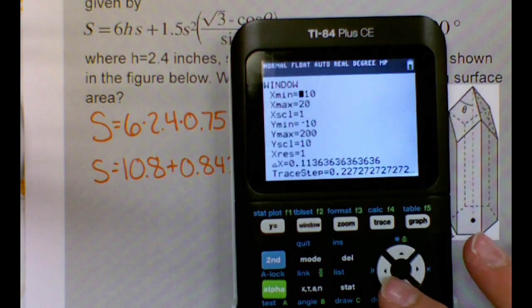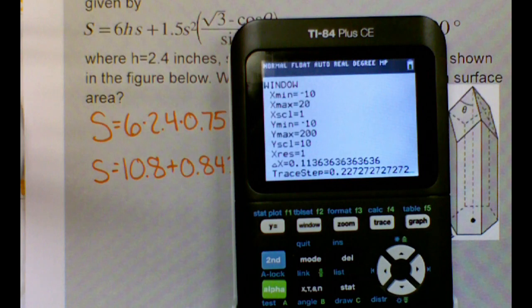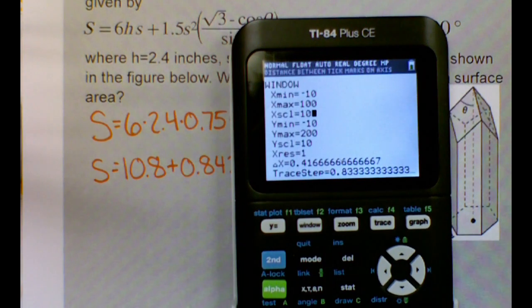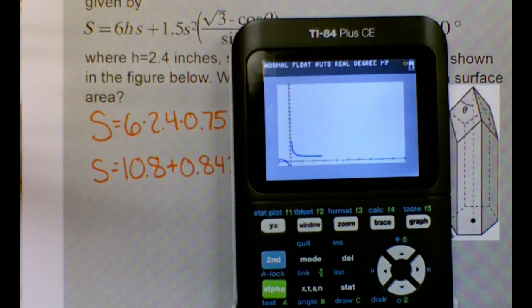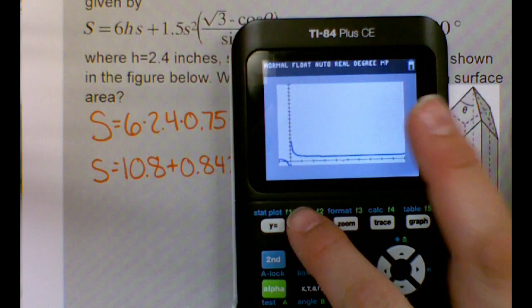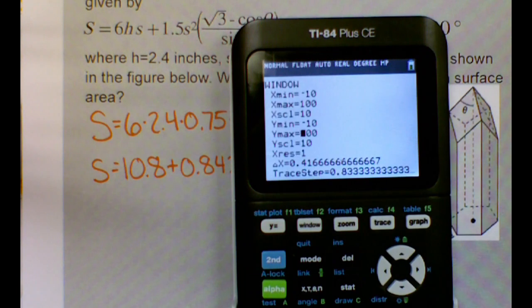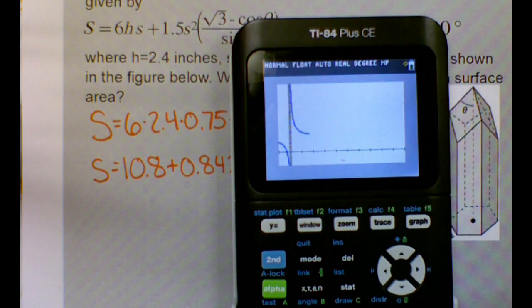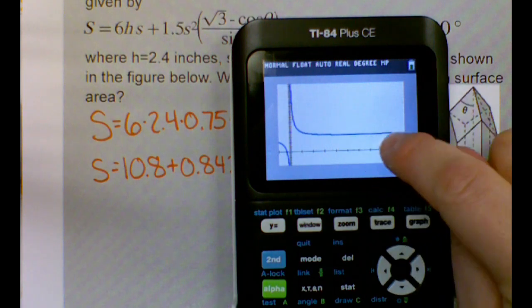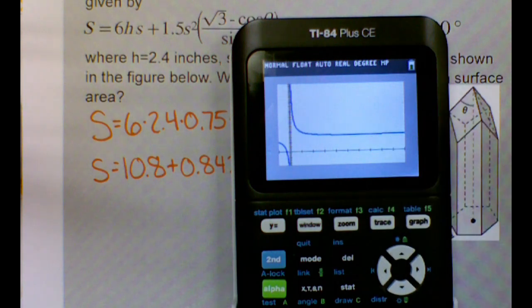Then I want to change my window because I know that I want to get up to my angle being 90, so let's go 100 just to be safe. I don't know what my y values are going to be. Okay, my y values are probably going a bit too high. Let's go 50. When I did that, I could see that it goes down and then slightly back up. So I do have a minimum in there.